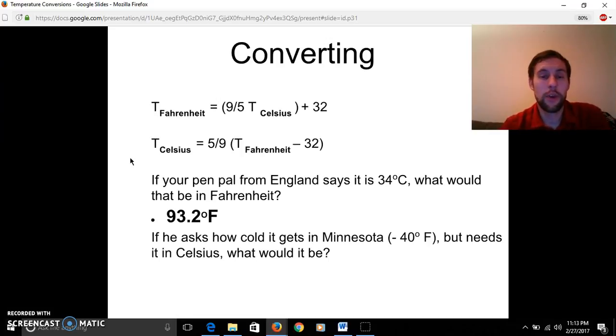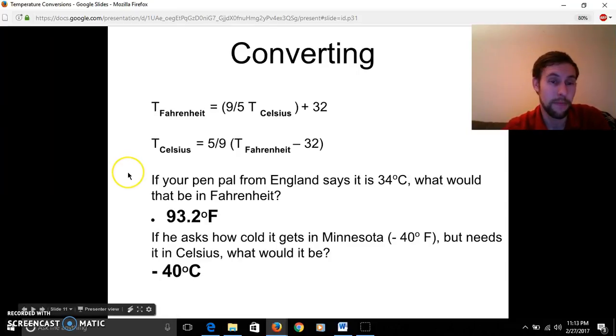Now if he asks how cold it gets in Minnesota, and we say, yeah, negative 40 degrees Fahrenheit, but he wants that in Celsius, we need to convert it back. So we take our Fahrenheit temperature, put it in here, subtract 32 from it, and then multiply by 5/9, and we get an answer of, what? Negative 40 degrees Celsius? Yep, there's one temperature where the Fahrenheit scale meets the Celsius scale. It's at negative 40 degrees. So if you say it's negative 40 degrees out, it's the only time I don't require you to use a unit because they're the exact same. You can't have negative Kelvin, so that's why.